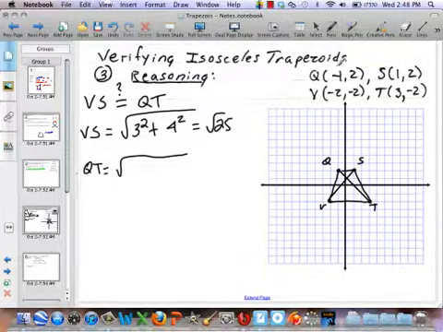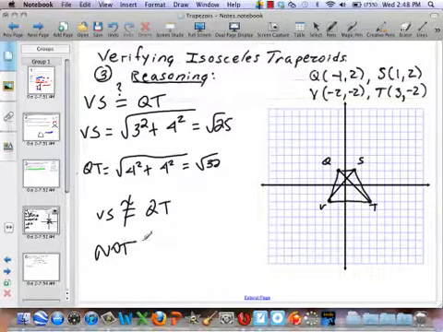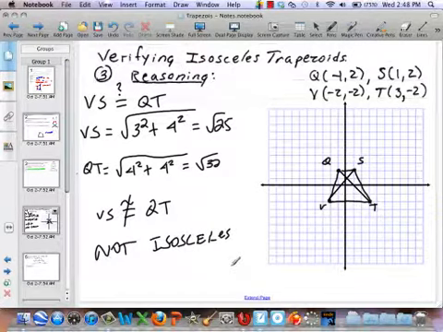Now let's do QT. How far is it from -1 to 3? 4. How far is it from 2 to -2? 4. What's 4 squared? 16 plus 16. Are these the same? So VS is not congruent to QT, therefore not isosceles. There we go. It's that simple.